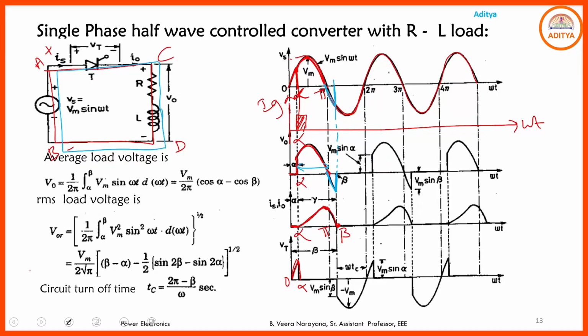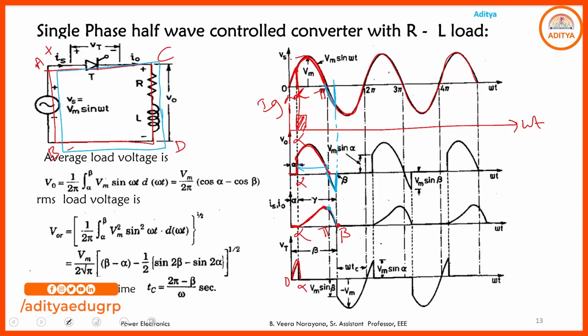So due to the presence of the inductor, as long as alpha to pi the thyristor will be in the on state, some energy must be stored in the inductor. At pi, even though the negative half cycle is available across the SCR, it does not come to the off state. Why? Because some energy is stored in the inductor, hence when that energy stored in the inductor is completely discharged, then the SCR comes to the off state.